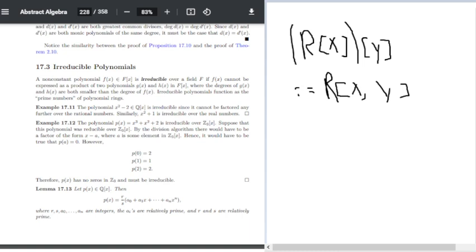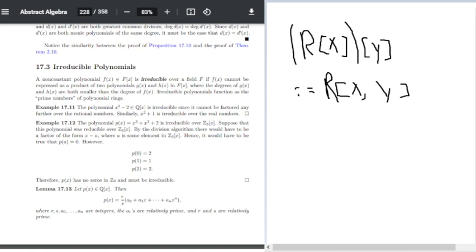Example 17.11. The polynomial x squared minus 2 in Q of x is irreducible, since it cannot be factored any further over the rational numbers. Similarly, x squared plus 1 is irreducible over the real numbers. So notice here, this is kind of a prelude to, if we assume that there are things that this factors into, this extends the ring that we're working over. This extends it to the complex numbers. This extends it to, well, I would say the irrationals, but just the square root of 2 in that case.